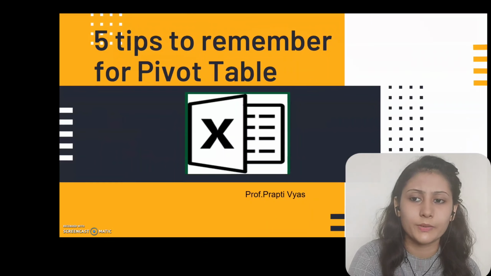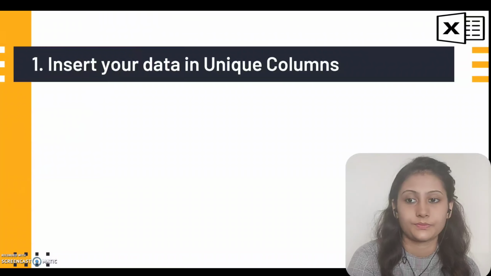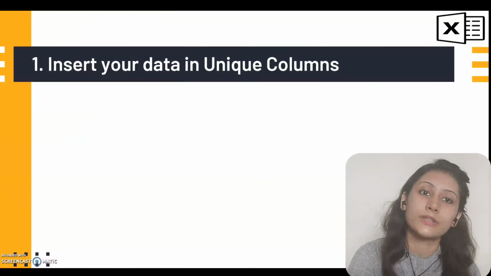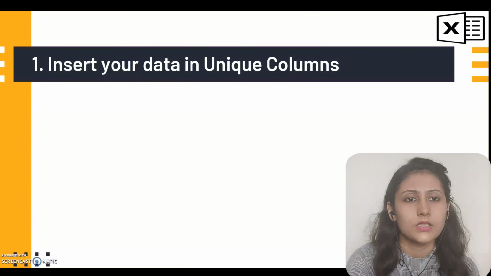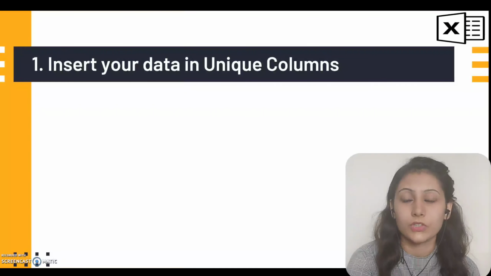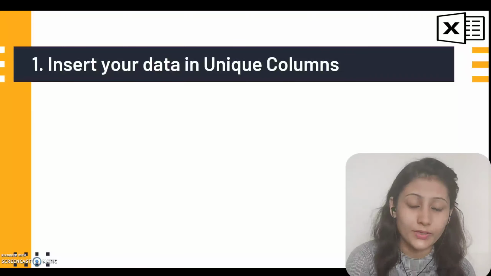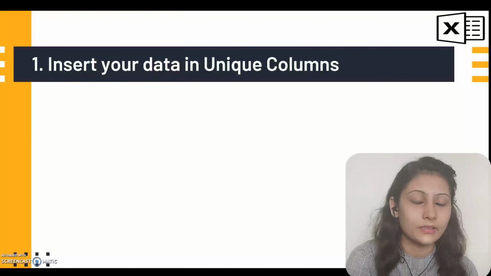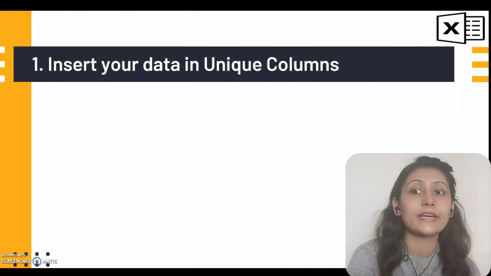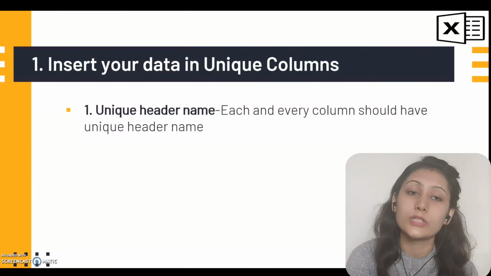So here are the 5 tips to remember for a pivot table. First one, insert your data in unique columns. So first of all, when it comes to data, you need to insert whatever kind of data you are having. First thing is customer name, product name, customer ID, employee ID, any random data. So you need to create columns for these things. Which data can come into which column?